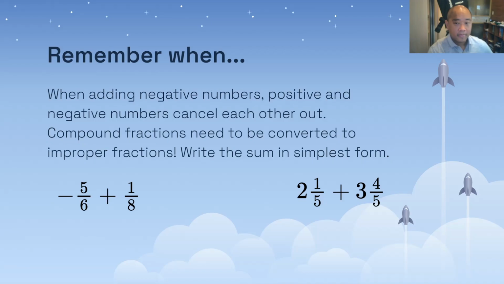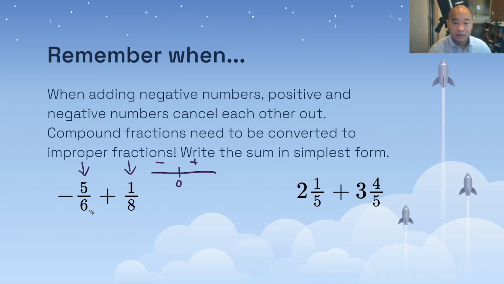Moving on. Remember that when you're dealing with negative numbers, the positive and the negative number basically cancel out, right? So if you have a number like negative 5/6 and then a positive 1/8, they're on opposite sides of the number line, right? So for whatever negative you have and whatever positive you have, they're going to cancel each other out. And then the one that ends up being the bigger absolute value will end up winning. So let's just do it.